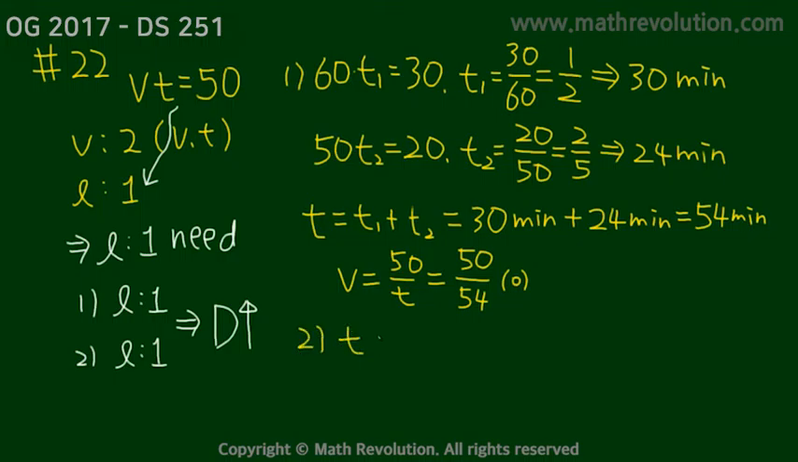Condition 2 is the same. As in condition 1, total time happens to be 54 minutes, so the answer will be the same, and 2 is also sufficient. So finally, D is our answer. This sort of problem solving is called the variable approach method, and nowadays it's the most proven and effective way of getting a correct answer in the DS section of the GMAT math.